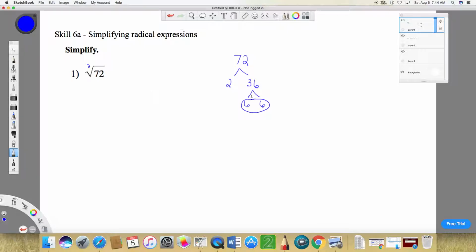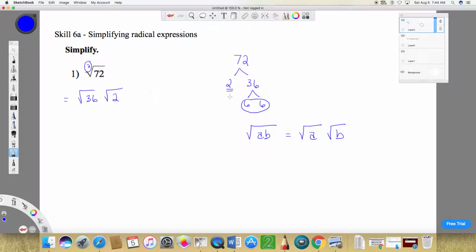So this index of 2 is telling us to look for pairs, and we have a property of square roots that says if you have the square root of a times b, you can take the square root of a and the square root of b separately. This allows us to say that the square root of 72 is the square root of 36 times the square root of 2.